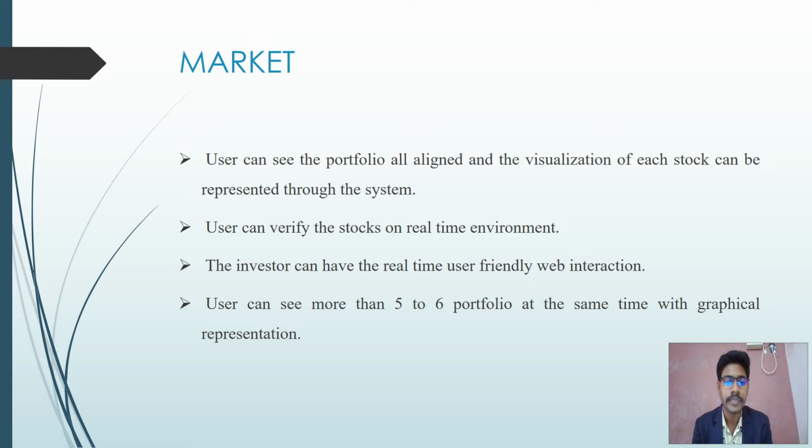Okay, next is the market. The market is aligned from a portfolio. Portfolio visualization is the presentation of the system. The user can verify the stock in a real-time environment. In the real-time environment, the seven predominant websites are here. One of the most used is Money Control. Money Control is the best, and other websites are also good. So we can use Money Control to find all the details. Here the investor gets real-time, friendly website interaction. The user can see more than 5 to 6 portfolios at the same time in a graphical representation.